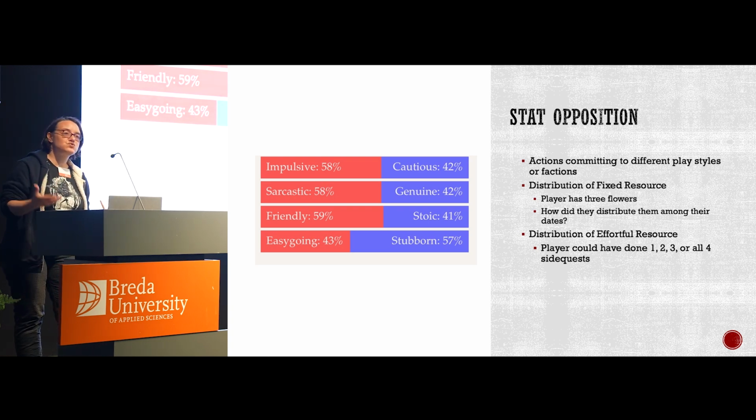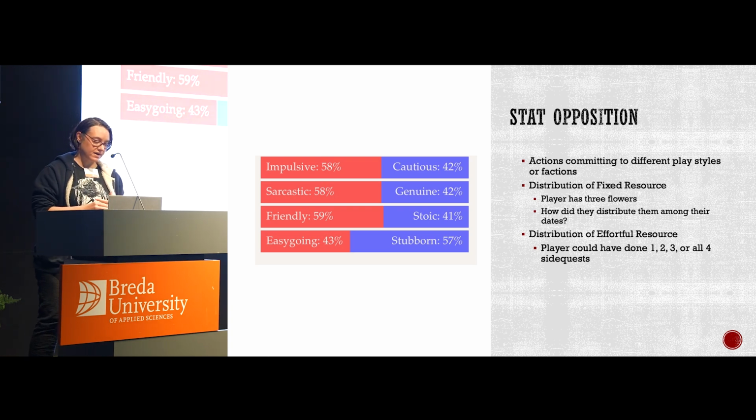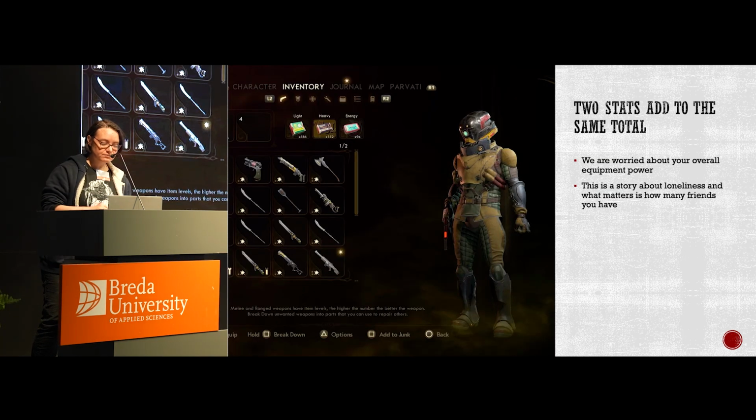How have they distributed fixed resources that they have access to? So say the player has 3 important items that they can hand out. They've got 3 flowers to give to their dates, and how do they distribute them among the characters they might have interacted with? If they've got something that they can optionally spend a certain amount of time on, they've spent time on 1, 2, 3, or all 4 sets of side quests. Where have they put that energy? And what can we conclude around what decisions they're making within the story's themes?